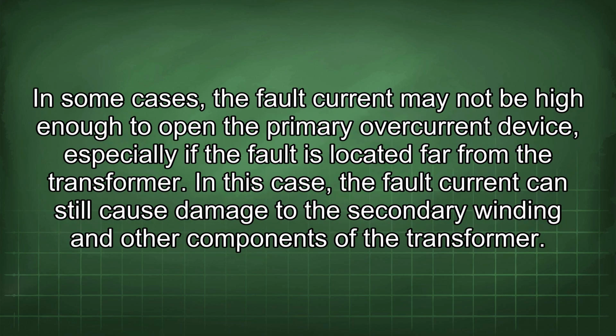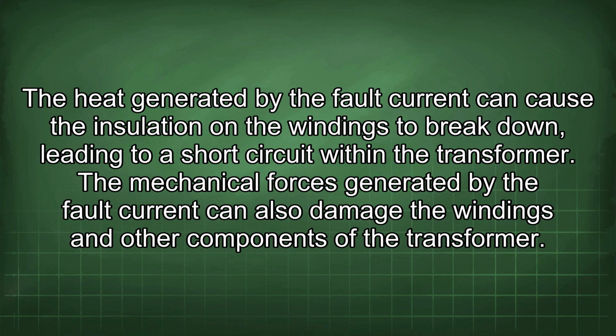In some cases, the fault current may not be high enough to open the primary overcurrent device, especially if the fault is located far from the transformer. In this case, the fault current can still cause damage to the secondary winding and other components of the transformer. The heat generated by the fault current can cause the insulation on the windings to break down, leading to a short circuit within the transformer. The mechanical forces generated by the fault current can also damage the windings and other components of the transformer.